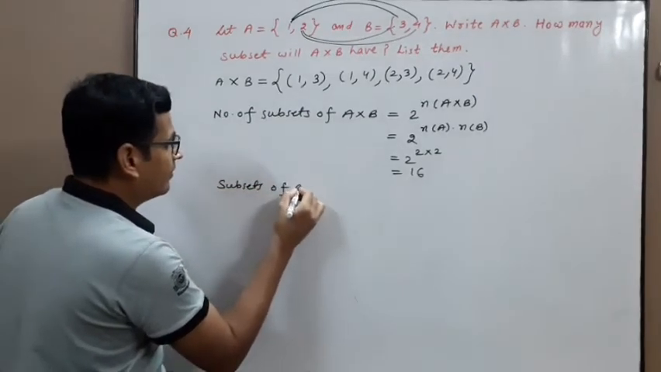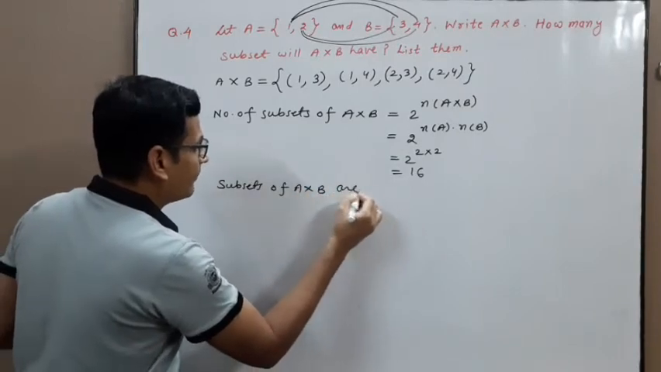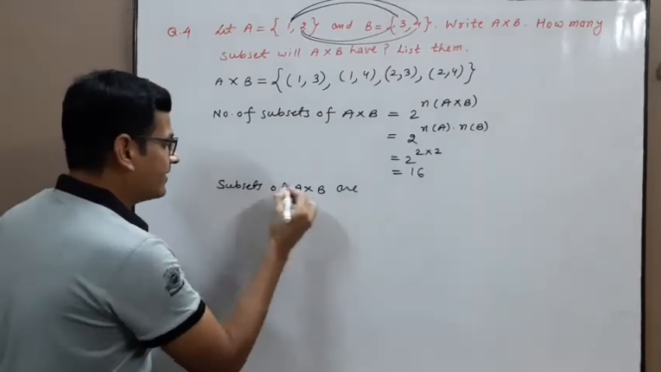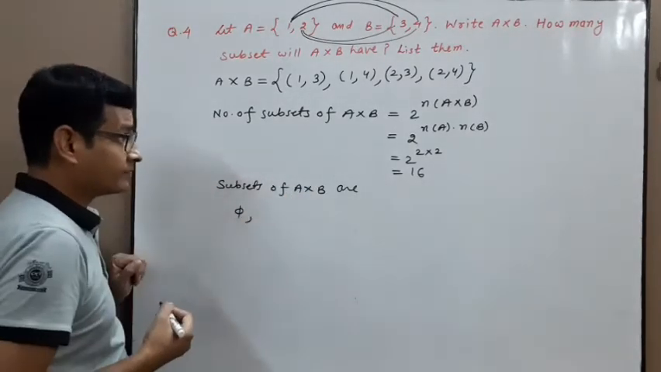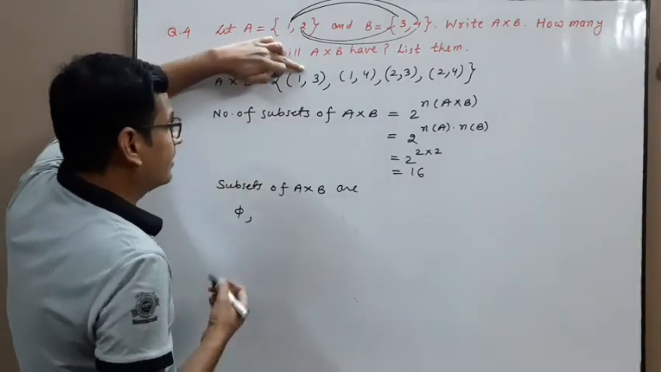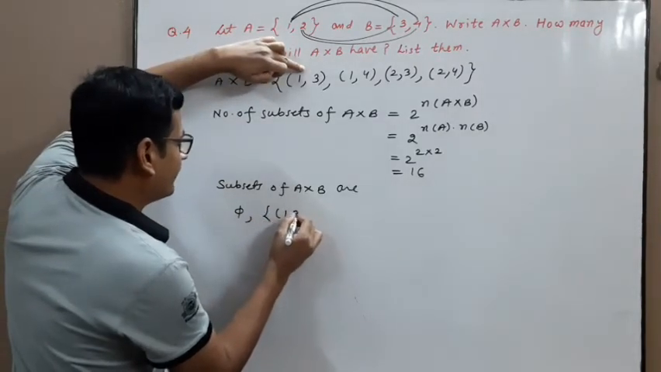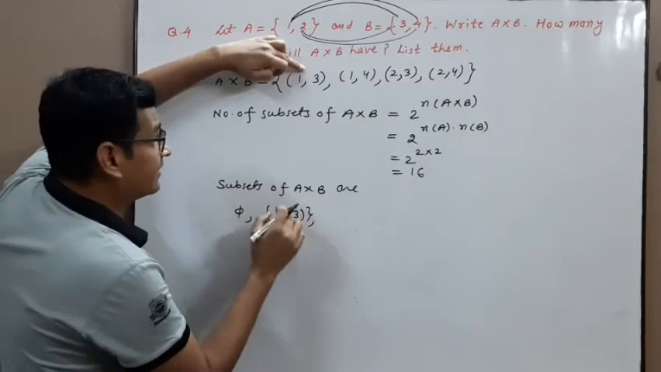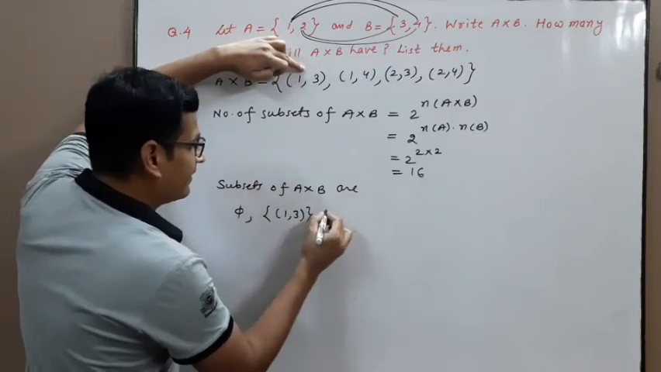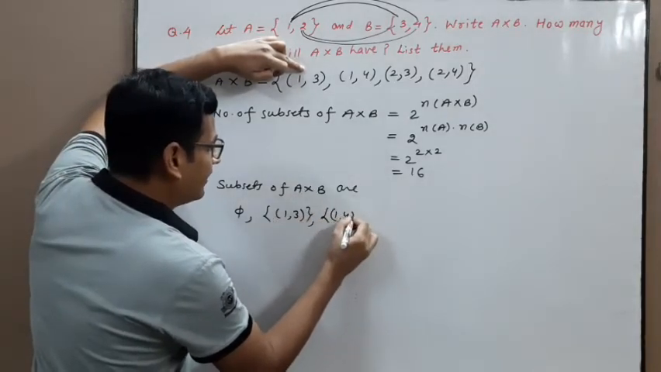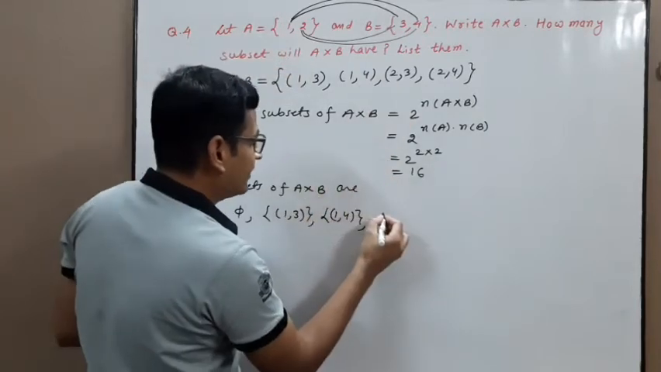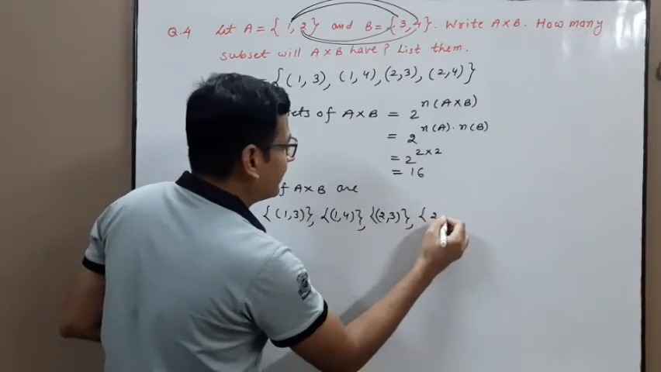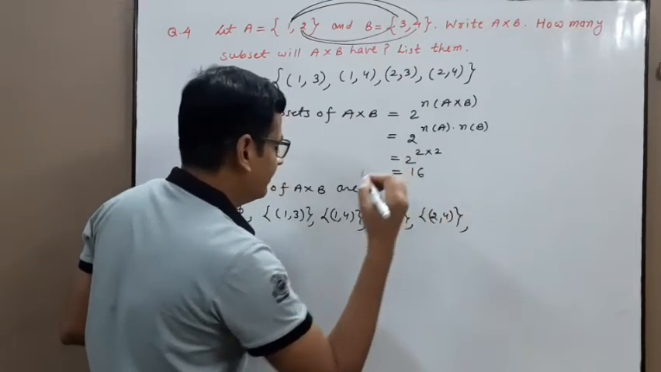Subsets of A cross B are: we all know phi, the empty set, is a subset of every set. So one of the subsets is phi. Now take single elements, {(1,3)}, and always write in curly brackets. Many children write without curly brackets, (1,3), (1,4). No: {(1,3)} in curly brackets, {(1,4)}, {(2,3)} and {(2,4)}. So first take single elements.